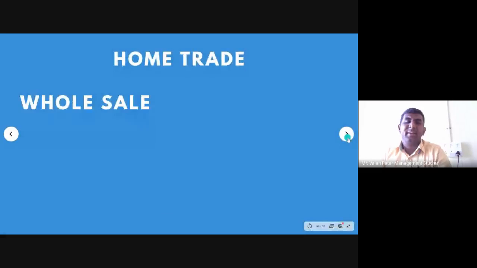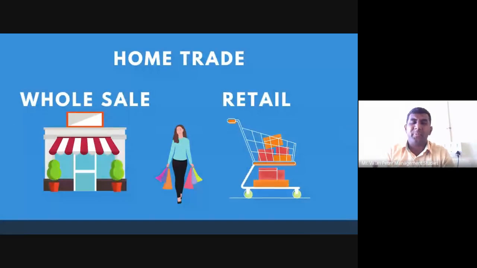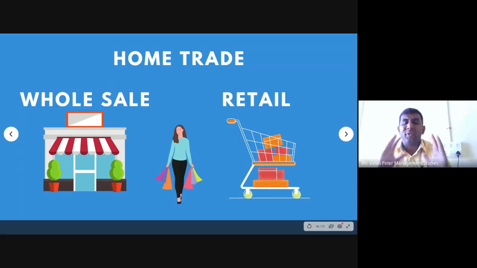And when we go deeper into this, home trade is classified into two: wholesale and retail. What do you mean by wholesale? Bulk and cheap. Okay, Rexlin says bulk and cheap. Selling bulk quantity. Anything else? Yes, we have to buy it in large quantities. Yes, great. So you people have an idea of what wholesale is, right?